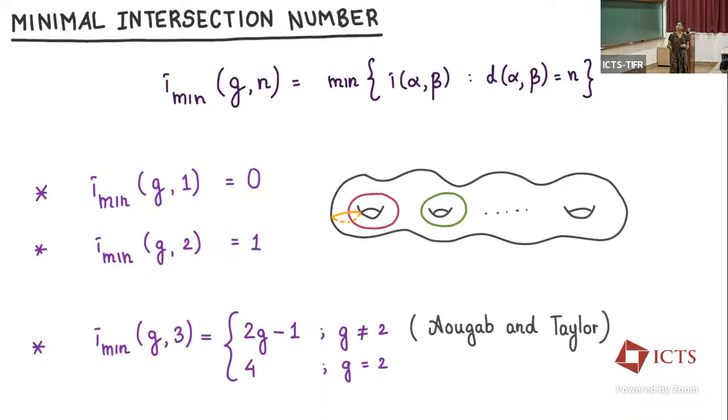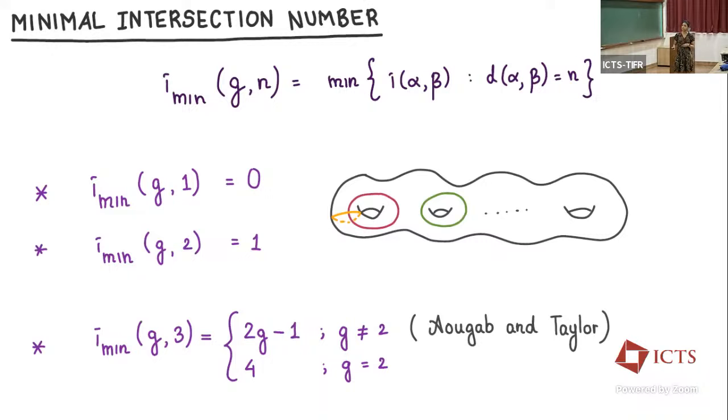Given any genus g and a distance n, we define I min of g, n as the minimum intersection number of any two curves on genus g which are at distance n apart from each other. For example, if I take n equal to 1, these are just disjoint curves, hence I min of g, 1 comes out to be equal to 0. If I take n equal to 2, then we can always find two curves which will intersect just once, and we can show very easily that we can always find a curve disjoint from each. Hence I min of g, 2 will come out to be equal to 1.